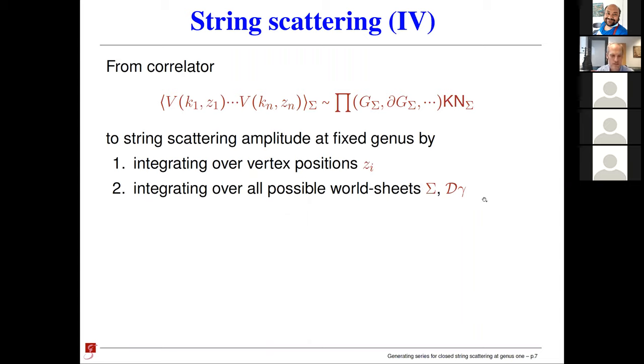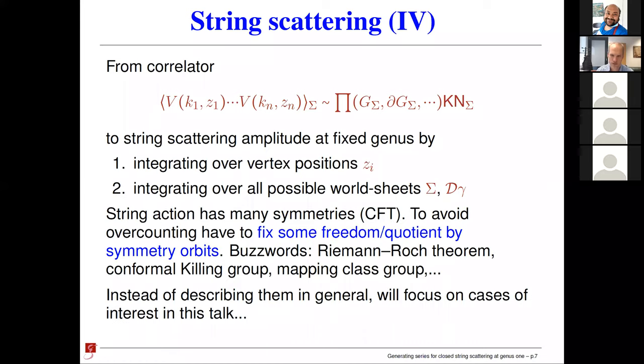Now, it turns out that this Polyakov action has many symmetries, particularly conformal symmetry, or also local Weyl symmetry. When you have a very symmetric action, you have to fix the symmetries. You want to quotient by the gauge orbits to avoid overcounting. This is a topic that is very well understood, and there are many concepts that go into that, like the conformal Killing vectors, sometimes also called the mapping class group, and things like the Riemann-Roch theorem.